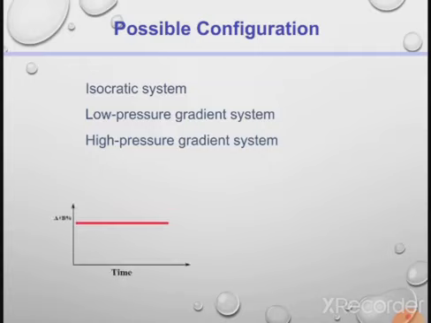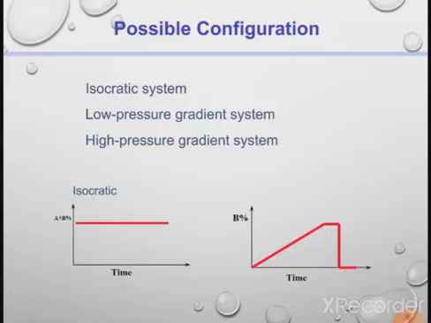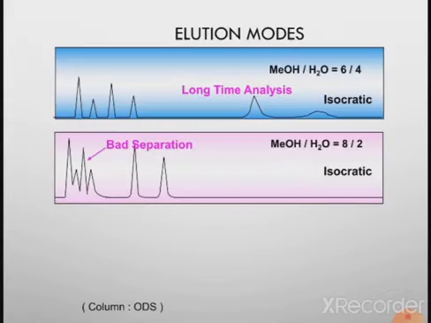So this is the diagrammatic representation of isocratic and gradient systems. In the isocratic system, as you can see, there is a fixed combination with respect to time, and in the gradient system the combination or percentage of the solvents changes with respect to time. So this is the basic difference between isocratic and gradient systems. Now, elution method.